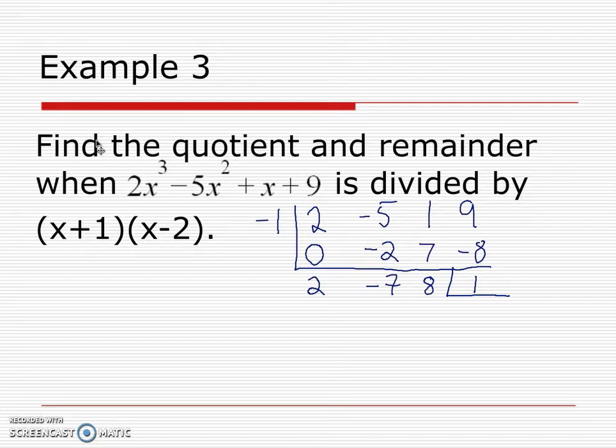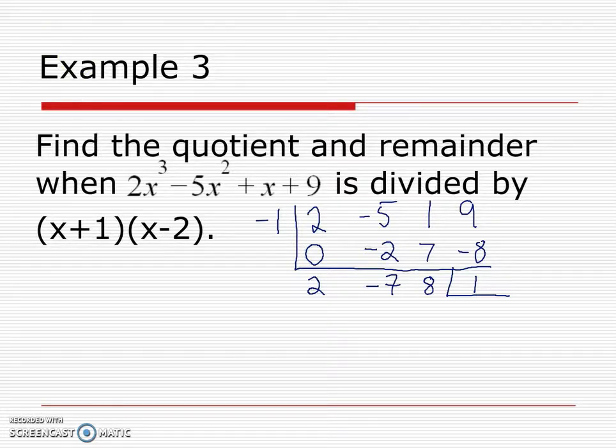So you can see we're dividing 2x cubed minus 5x squared plus x plus 9 by the product of x plus 1 times x minus 2. And what I want you to realize is that in order to perform this division, we can divide that dividend by those two linear factors in succession, right? So we can first divide by x plus 1 and then divide by x minus 2.